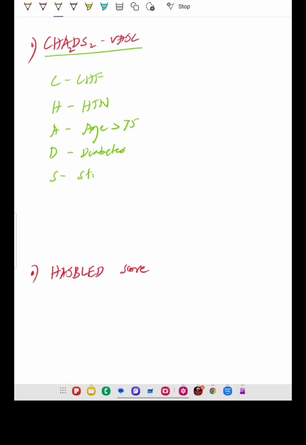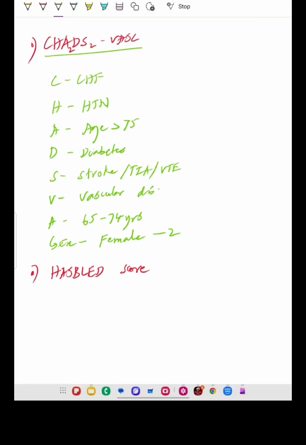S stands for stroke, that is a prior stroke, TIA or venous thromboembolism. V stands for vascular disease. A stands for 65 to 74 years old. C, we can take that as sex, and that stands for female. Here females have a score of 2.